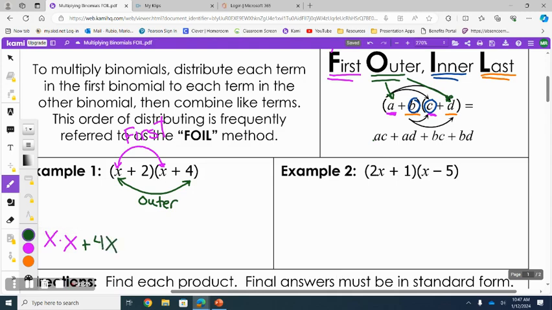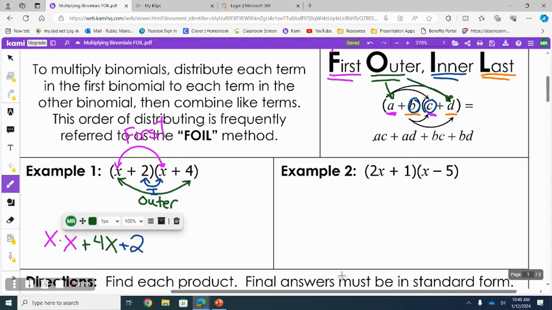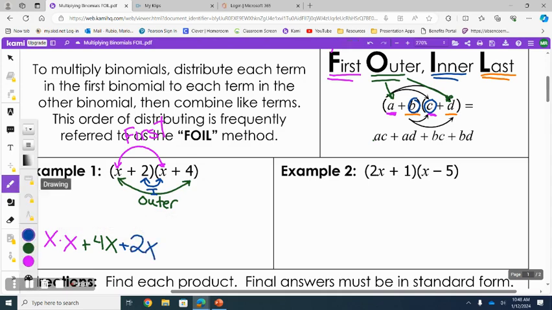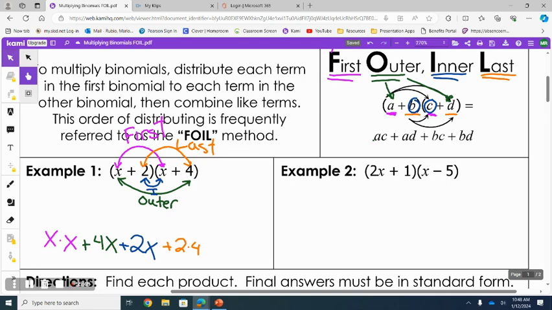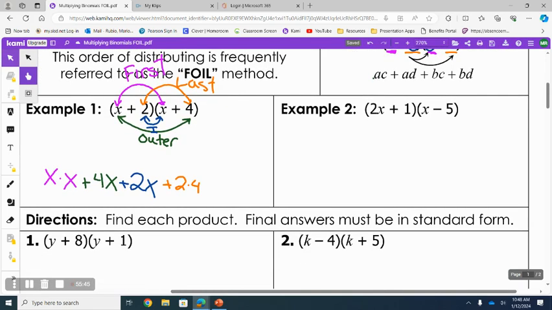And then I've got I. That's my inners, these two, 2 and x. I'm just going to put I there for short. 2 times x is 2x. And the last letter is L, which are these two, the last number in each parentheses. So that's 2 times 4, which we know is 8. Remember I said we're not doing anything today more complicated than multiplying.